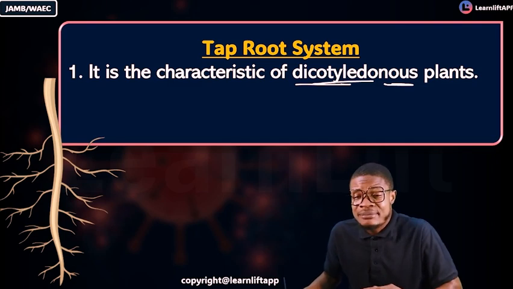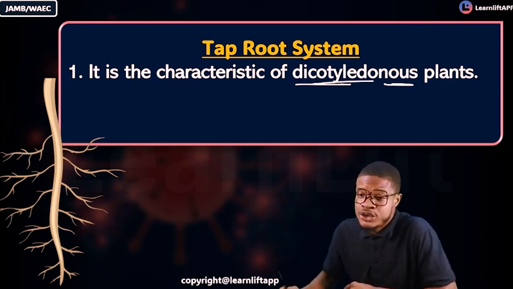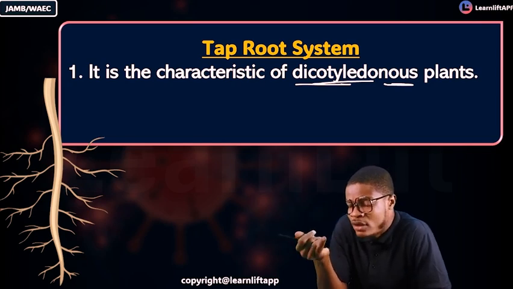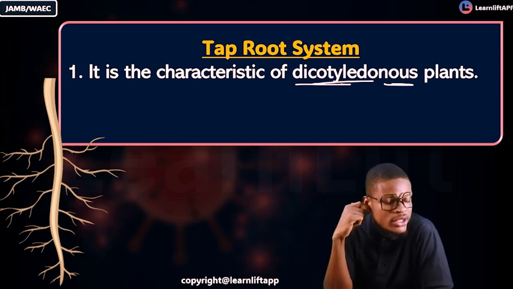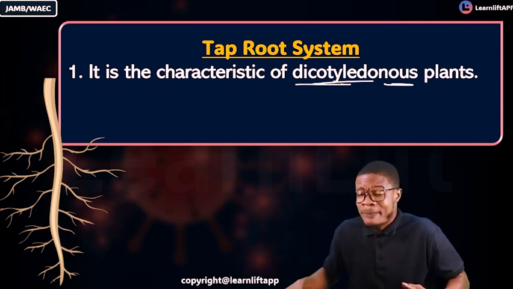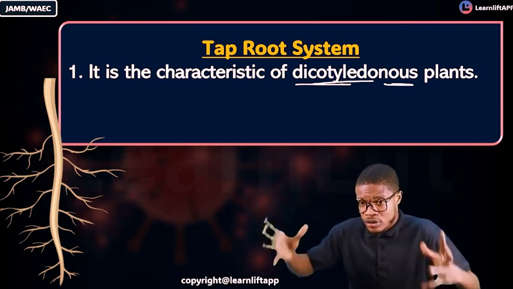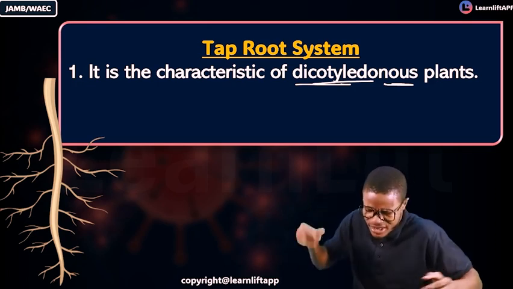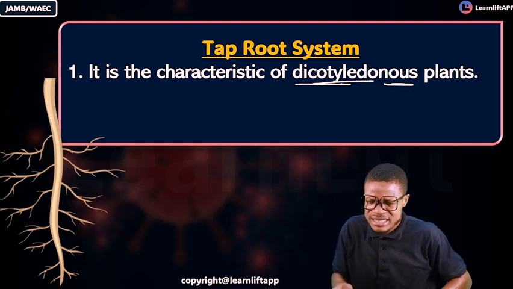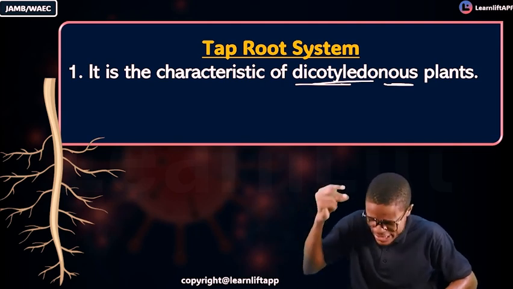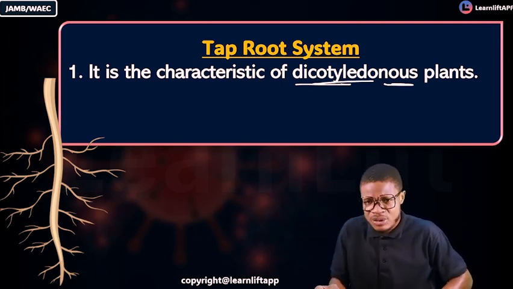Your taproot system is a characteristic of your what? Your dicotyledonous plants. We have dicot and monocot, right? Which one is your taproot system? Dicotyledonous plants. For example, your mango tree is a dicotyledonous plant, and its roots need to go deep into the soil. Your orange, they are all under dicot. Their roots need to go deep into the soil. Are you getting it now?